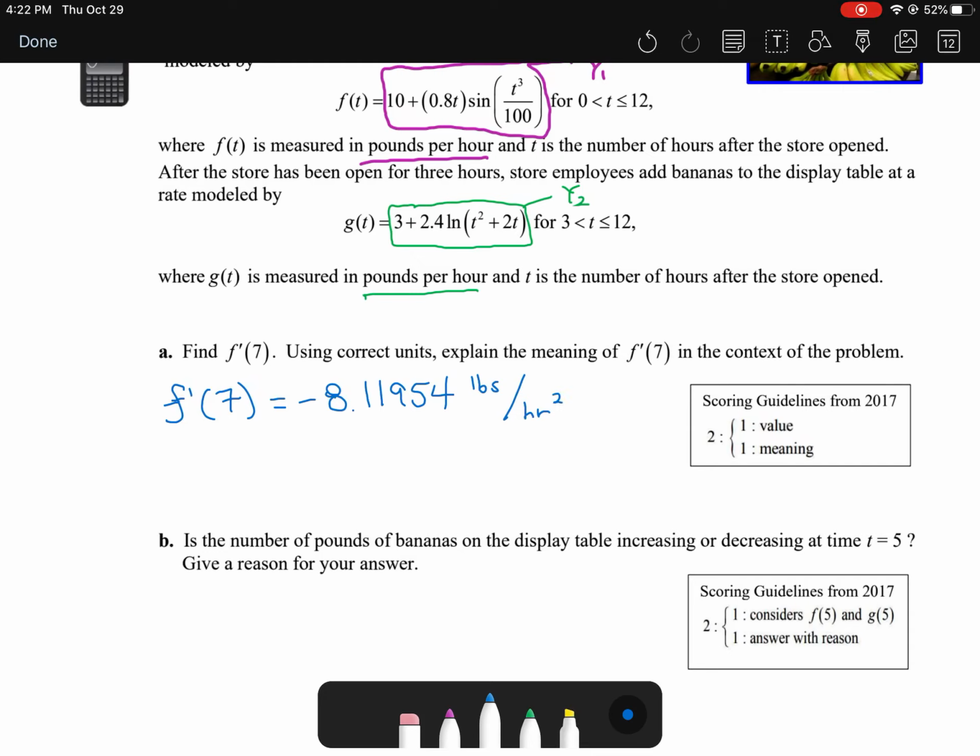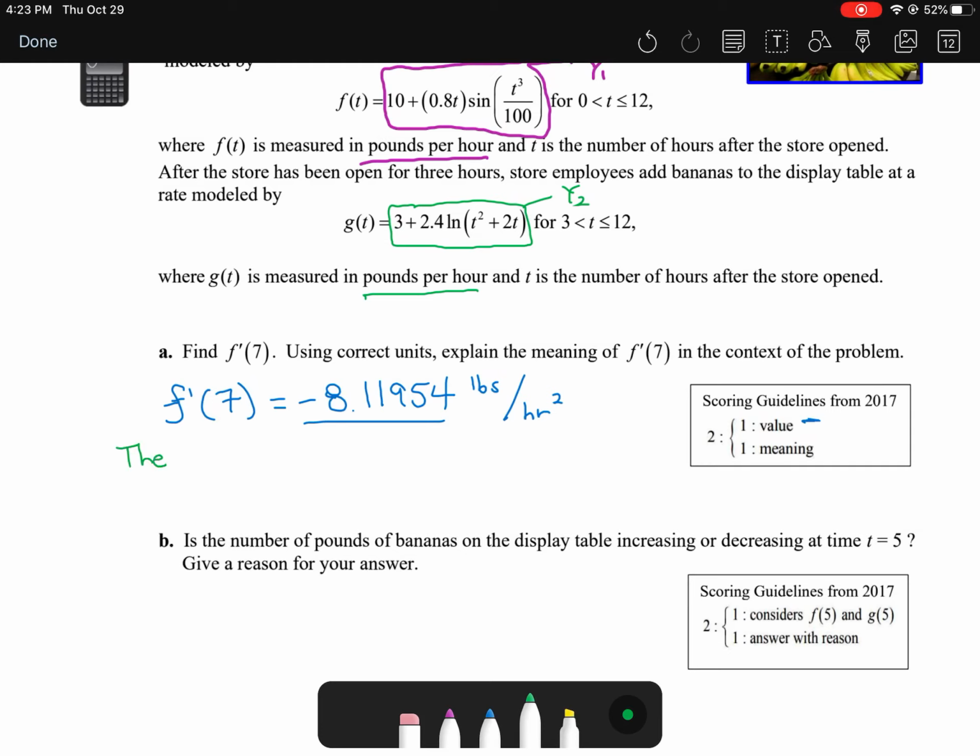But remember, now we actually took the derivative. So this is per hour. So pounds per hour squared would be my label. So make sure you got that correct label. Now I need to interpret it, okay? So I got 1 point for the value. That's what I wrote in blue. So here's my 1 point for the value. Now I need to go ahead and do the meaning.